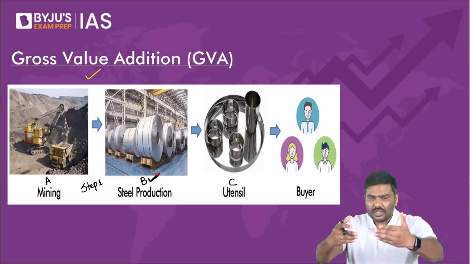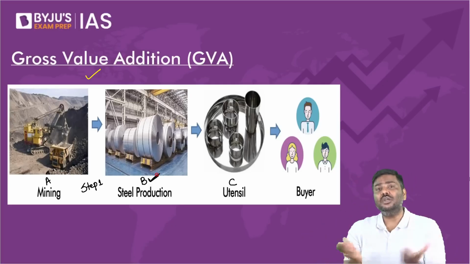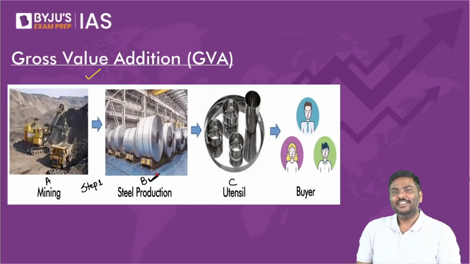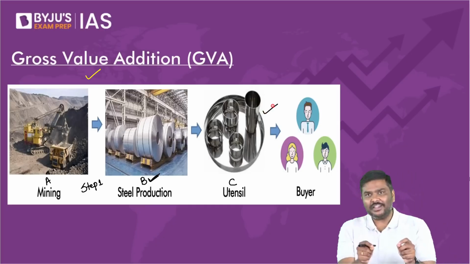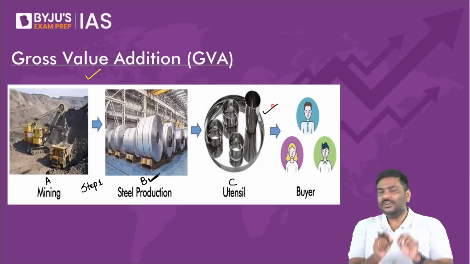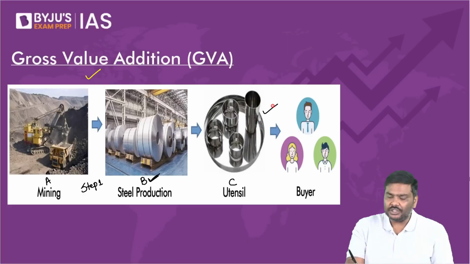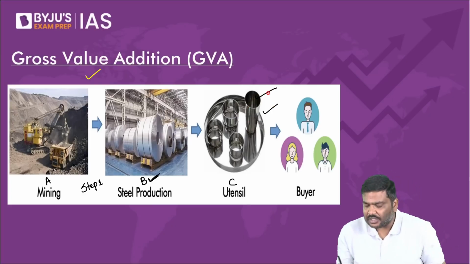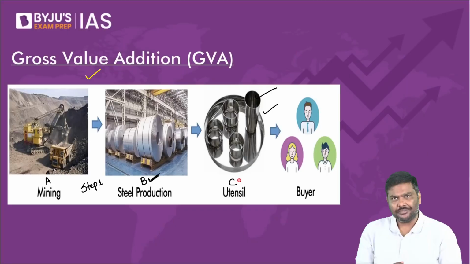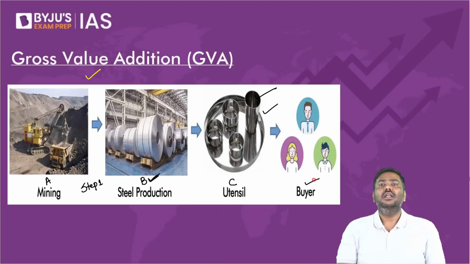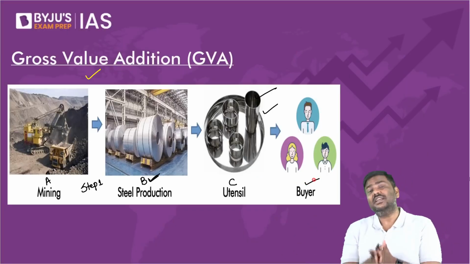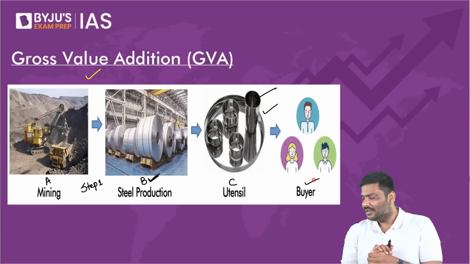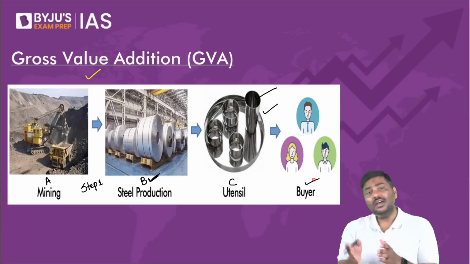Company C will use the steel, convert them into utensils. Can you see examples of utensils here? They have converted that steel sheet into a plate. They have converted the steel sheet into a glass, etc. Now, company C will sell it to a customer in the market. Now, can I say company C is using raw material? Any problem here? Company C is using raw material.